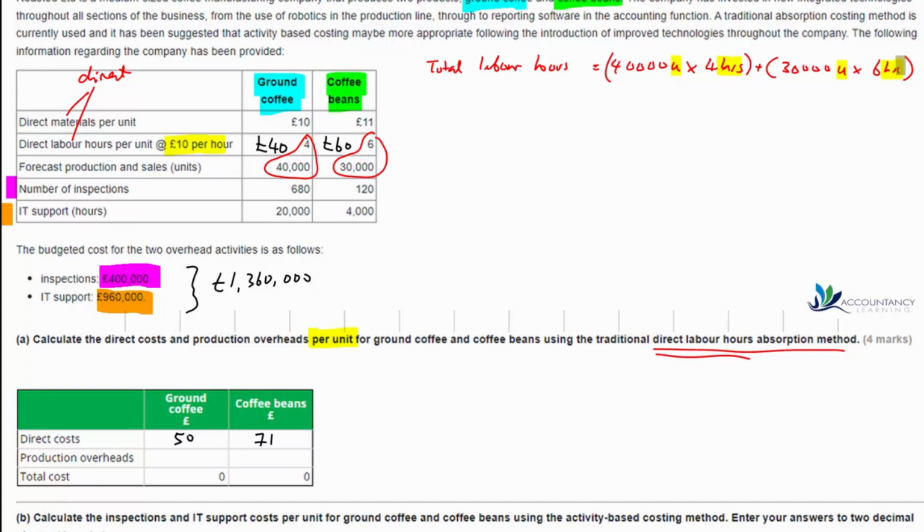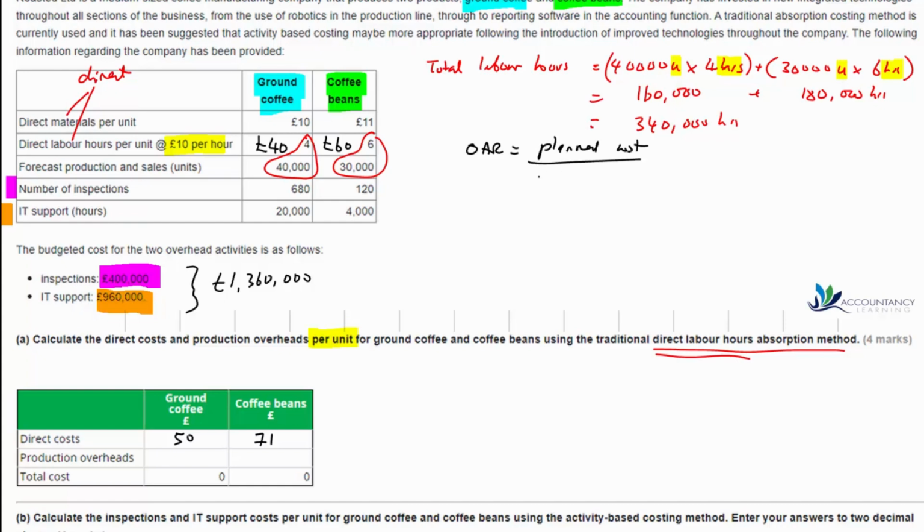So based on that, we can now multiply that all together, and that's going to tell us our total labour hours for the whole of production. So for the ground coffee, that's going to be 160,000 hours, and for the coffee beans, that's going to be 180,000 hours. So in total, that's going to be 340,000 hours.